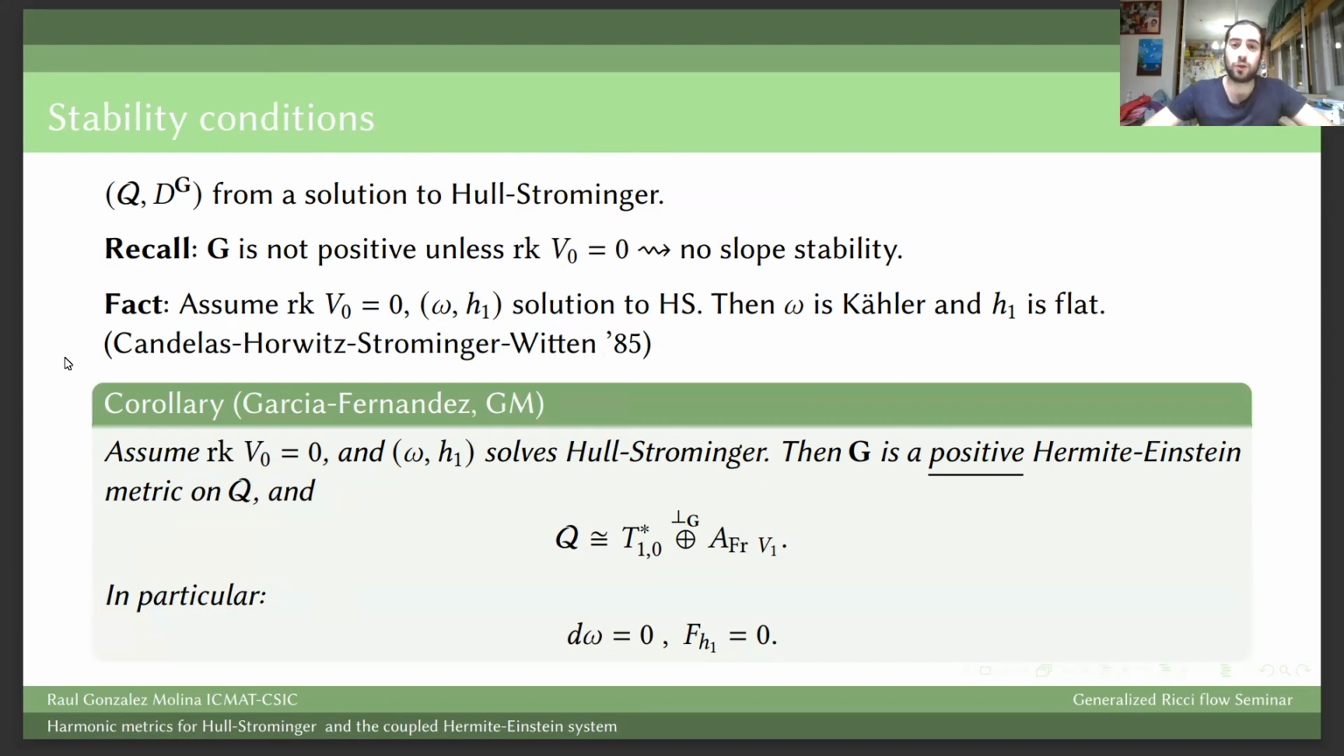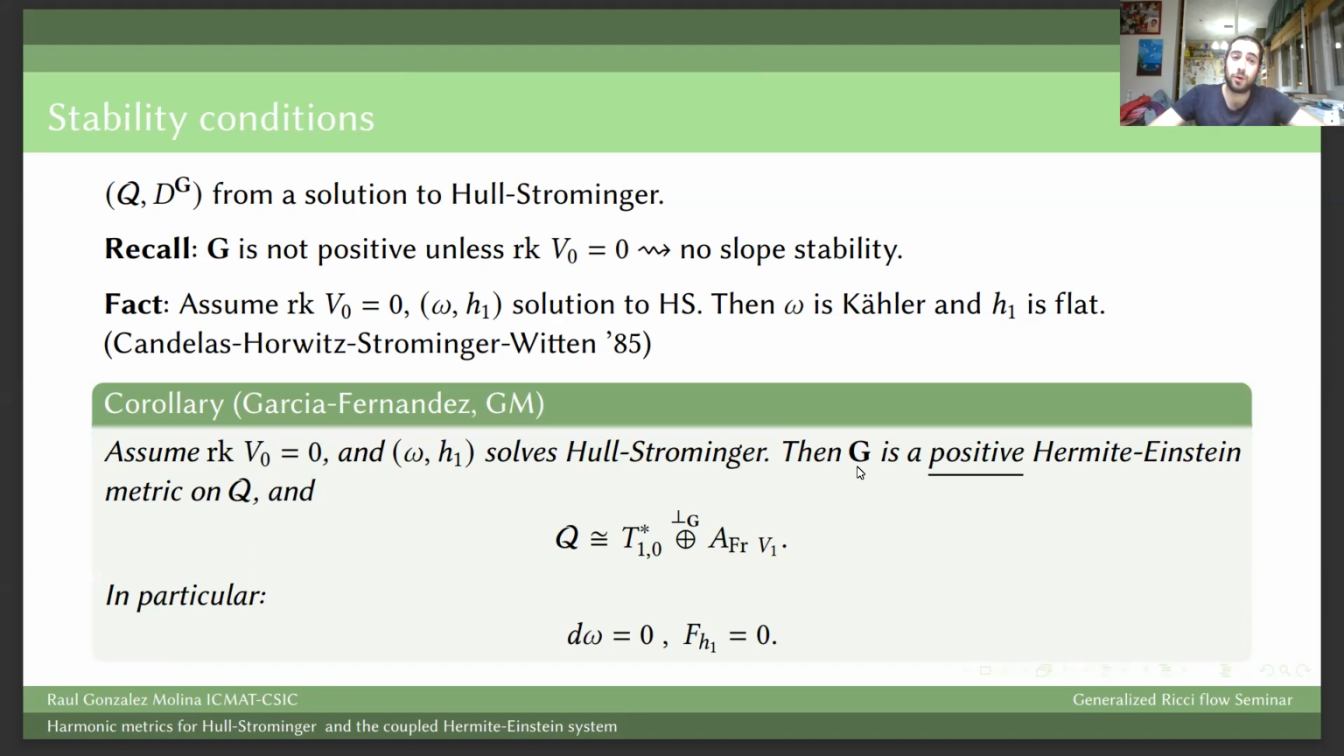So from a GIT point of view, we are going to derive this result. As I was saying, if we remove this middle bundle and consider a solution to the remaining whole Hull-Strominger system, then in fact my natural metric is Hermite-Einstein and is positive, just because I removed the part which accounted for the negativity. So now we can indeed apply the Donaldson-Uhlenbeck-Yau theorem, and we would have that the bundle is polystable.